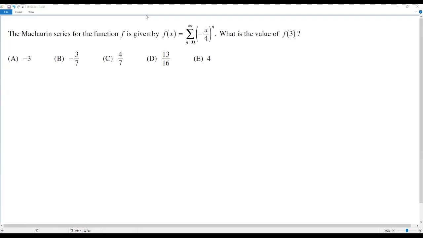Here we have an AP Calculus basic problem. Okay, let's cover the question. The Maclaurin series for the function f is given by f of x equals the summation from n equals 0 to infinity of negative x over 4, raised to the power of n. What is the value of f of 3?